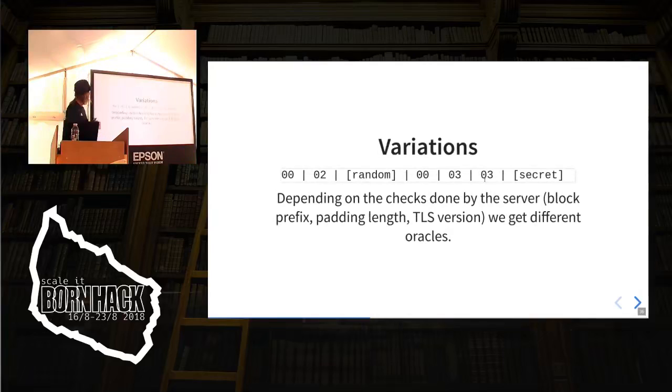There are some variations of it. The ideal attack works if the server just tells us whether these 2 bytes at the beginning are correct or not. But we also have other servers that may behave differently depending on whether there are zeros in this random padding or whether this version number is different. So we sometimes get not directly the information that it starts with 0002 or not, but only with some probability. And then we talk of different strengths of oracles.